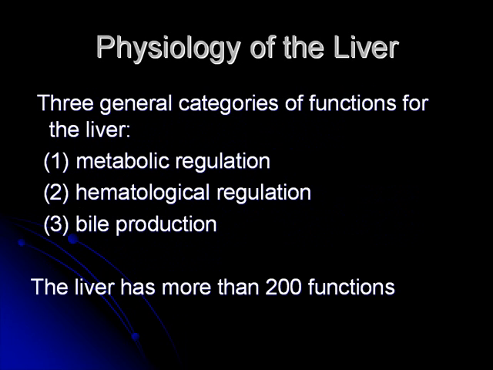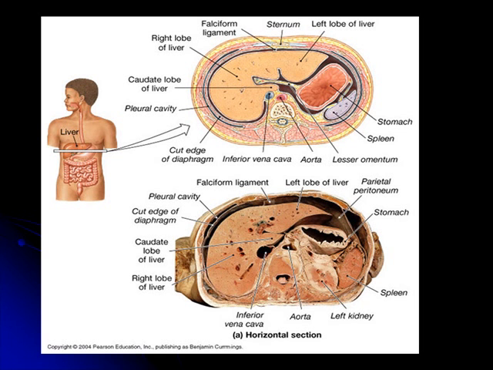Now, another important organ in the digestive system is the liver. Three general categories of function for the liver: metabolic regulation, hematological regulation, and then bile production. Now, we're primarily focused on the bile production, but recognize that the liver has more than 200 functions. You can see its positioning here now in the right upper quadrant of the abdominal wall. Its relationship with the other organ structures is very prominent and very key.